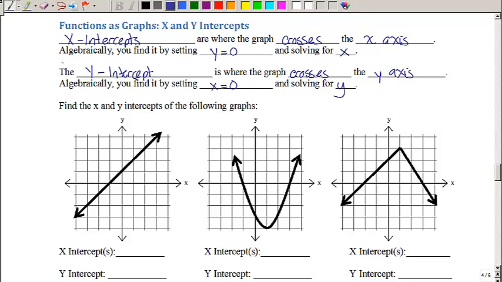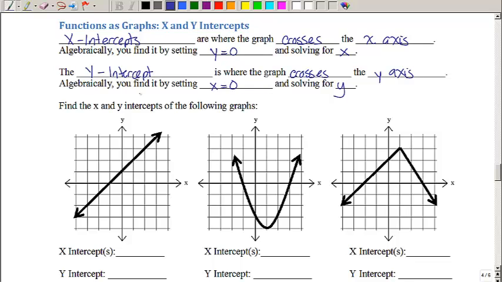Notice that when I define x-intercepts, I use plural because you can have more than one x-intercept on a function. Whereas for the y-intercept, I only used singular. You can only ever have one y-intercept if you're talking about a function. So let's look at the three graphs here. I'm trying to find the x and y-intercepts of the following graphs.